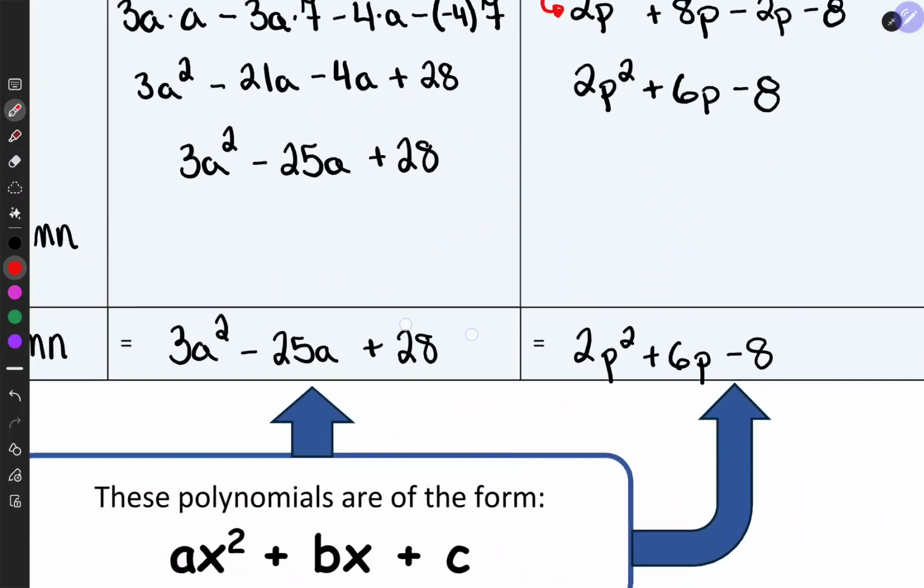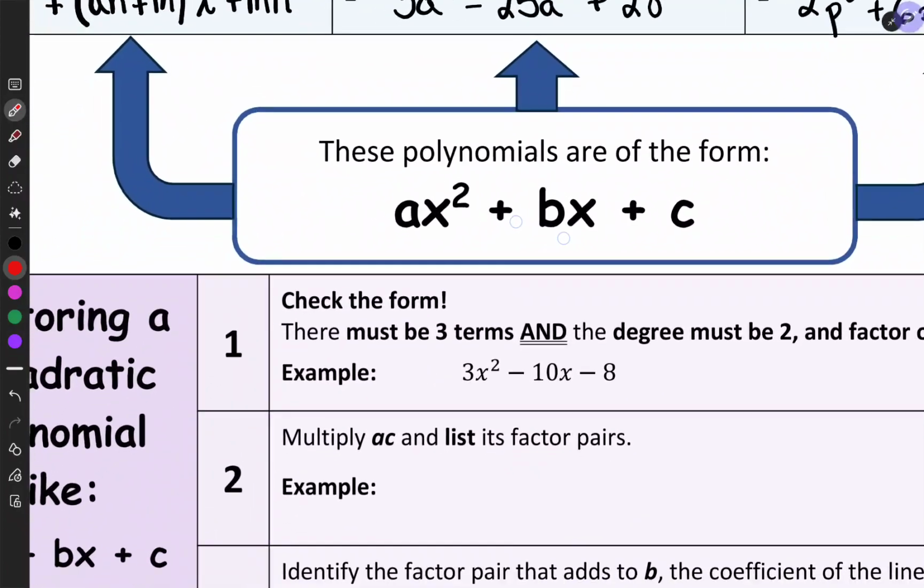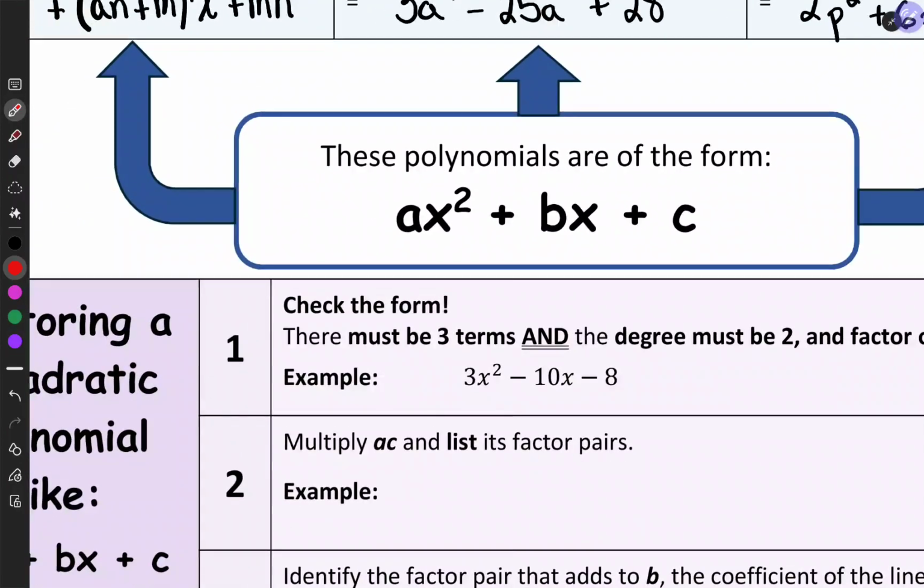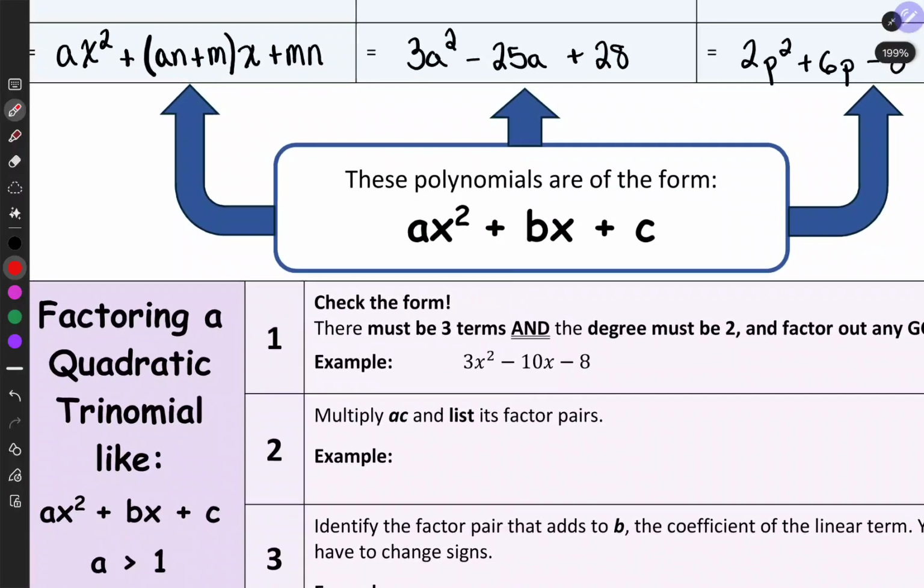Now let's actually get into factoring. Each of those polynomials is of the form ax squared plus bx plus c. This is standard form for a quadratic, so recognize this. Standard form for quadratics is like this.